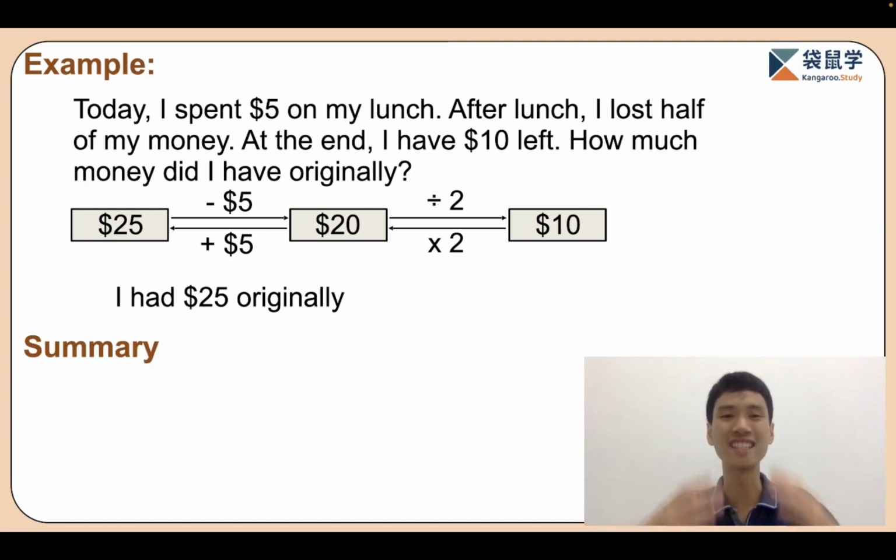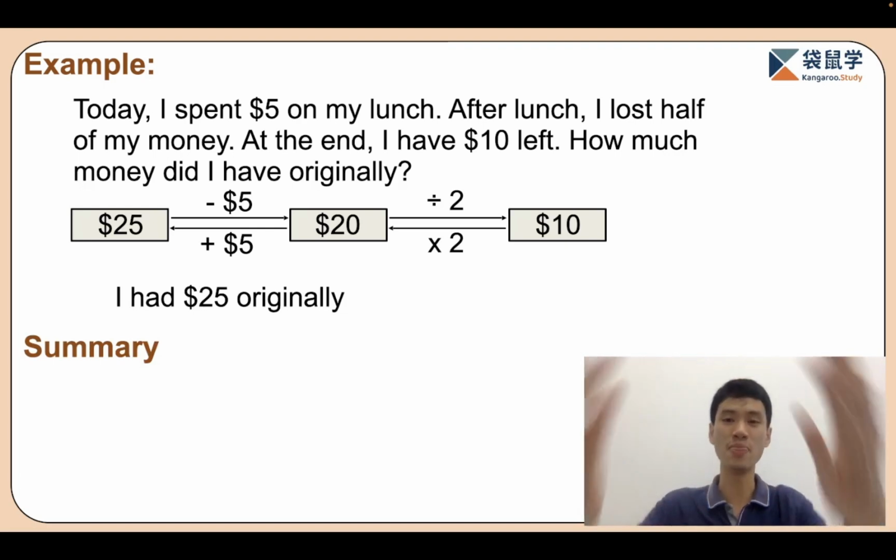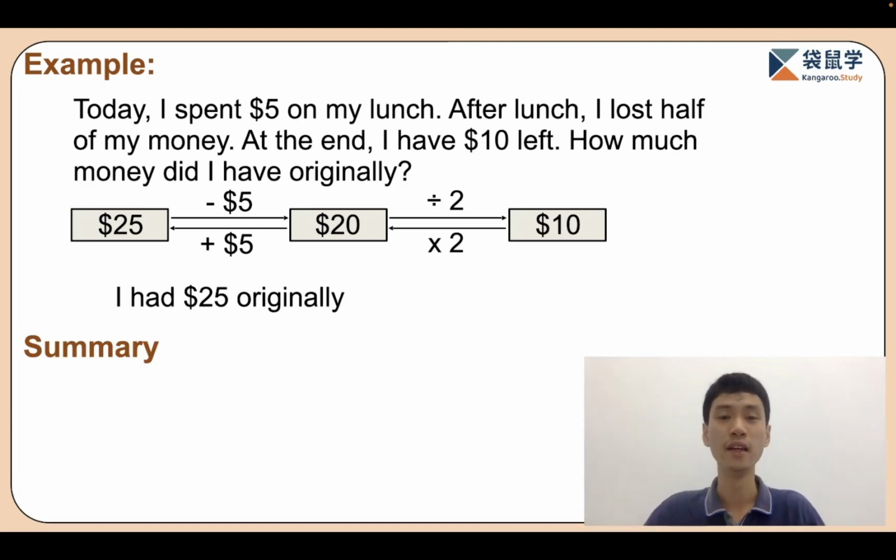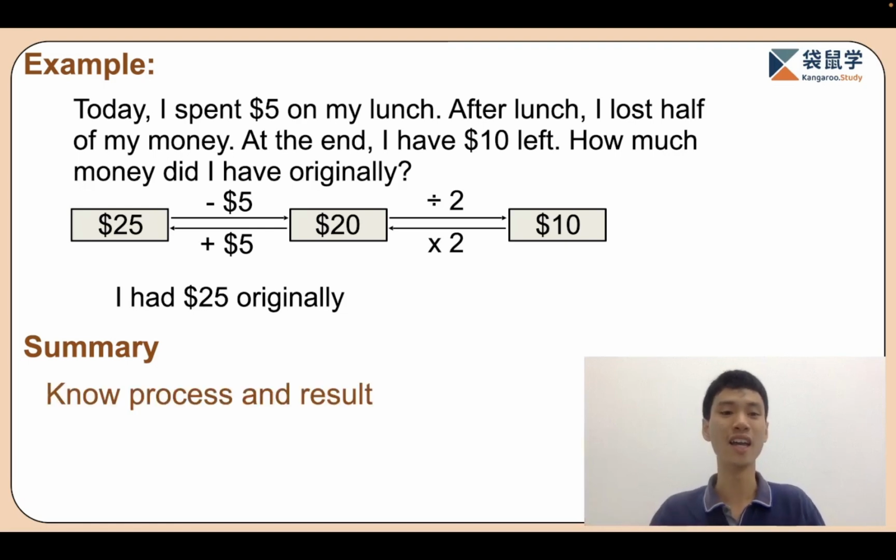Now let's see if we can summarize this example. So it looks like there are processes in this question. I spent $5 on my lunch and then I lost half of my money. And it also looks like we have a result. I have $10 left. That's the result. So this kind of question we call a process and result question.